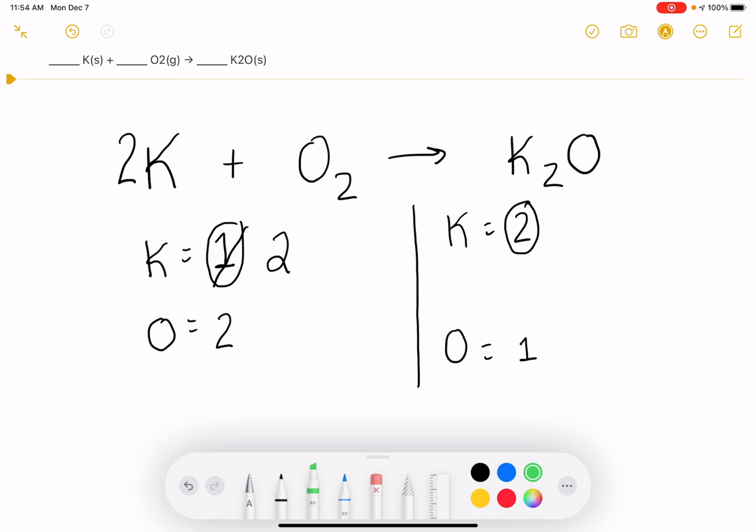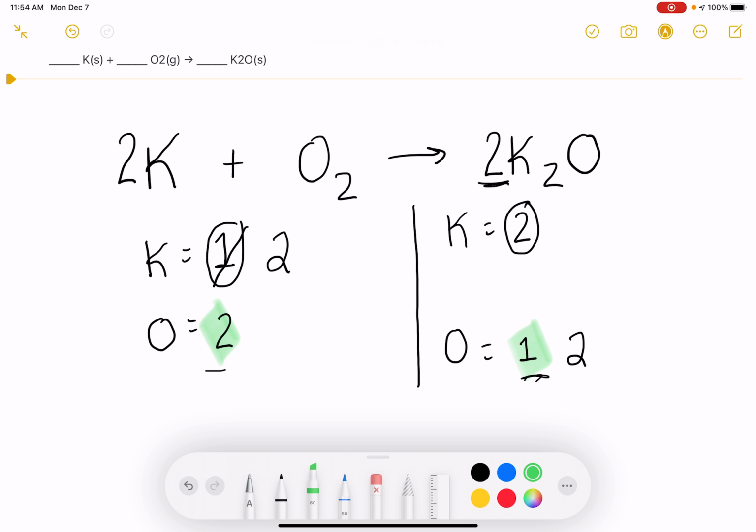Now if we move on to our oxygens, we've got 2 here and 1 here. So to get 2 on this side, we're going to have to put a 2 in front of this. Some people will try and put a 2 down there, but we can never add subscripts. We can only add those coefficients, so those big numbers in front. All right, so that 2 in the front is going to change our oxygen to 2, but what it's also going to do is change our potassium to 4.